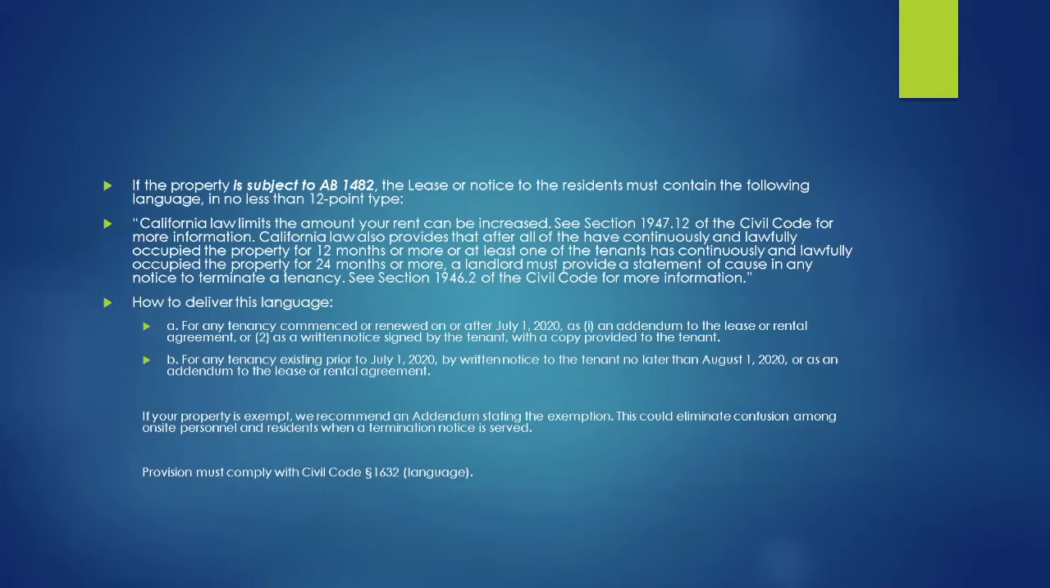If the property is exempt, we recommend an addendum stating the exemption, not required. This could eliminate confusion among on-site personnel and residents or tenants when their termination notice is served. So also what I'm thinking is in the event that the case has to go before a judge, we at least list out what type of exemption it is so all the parties are on the same page.